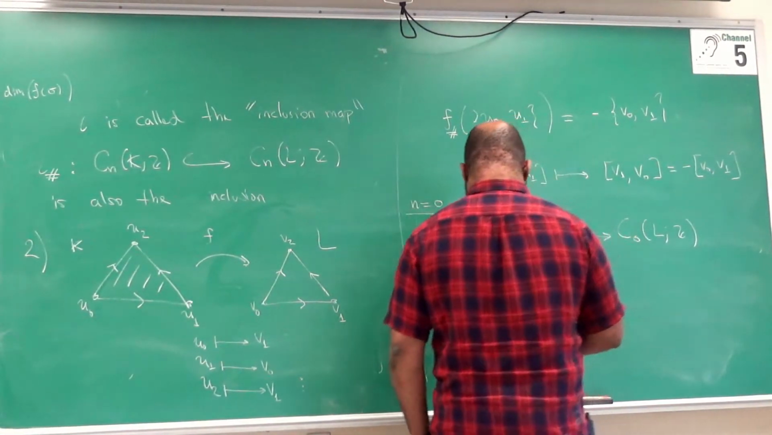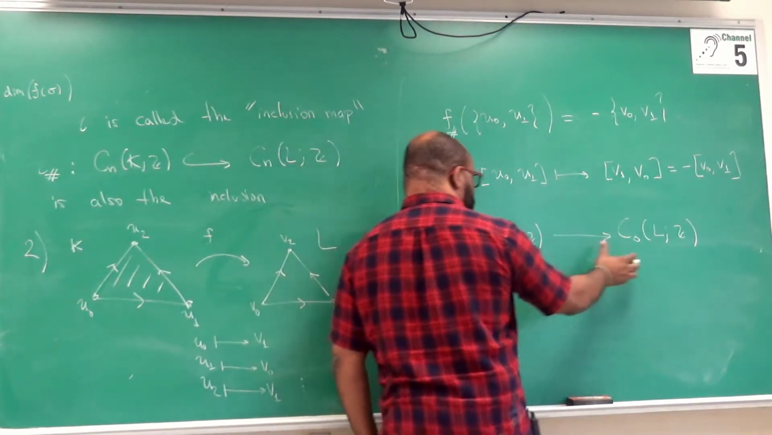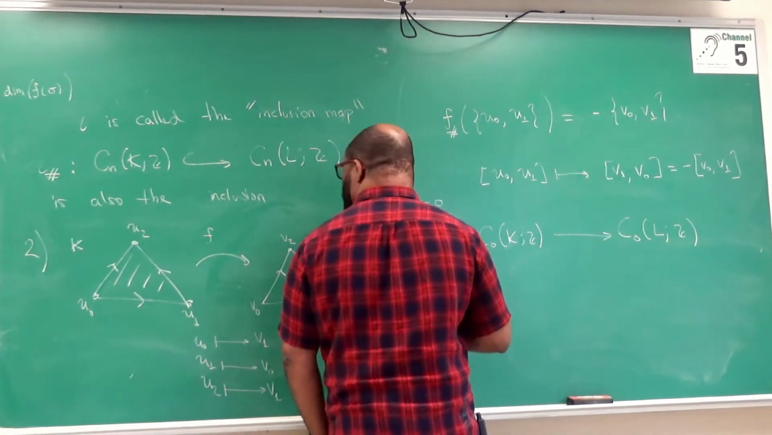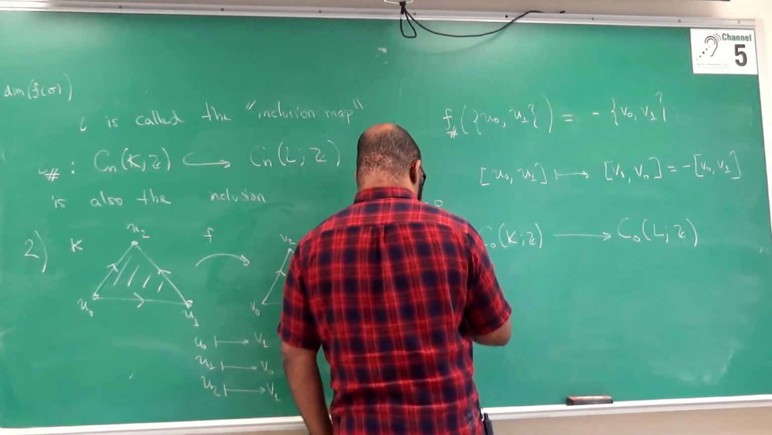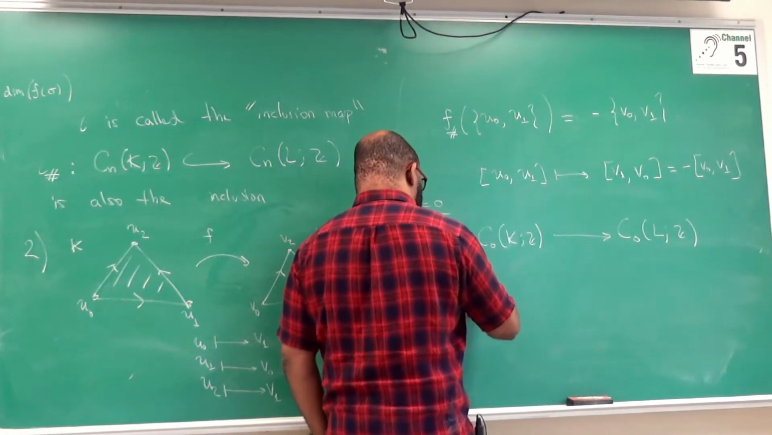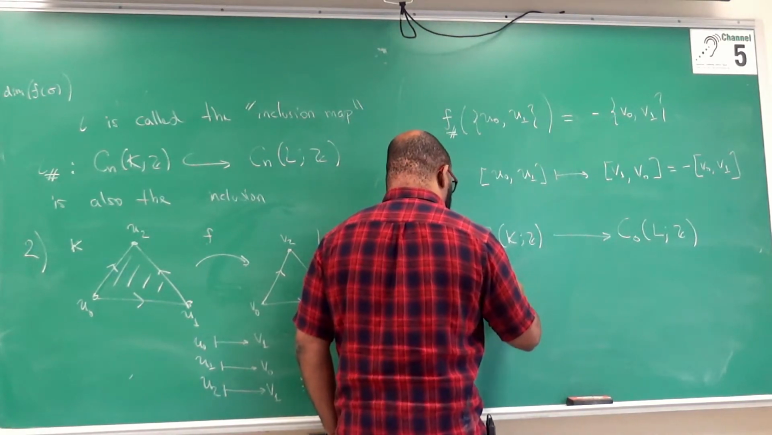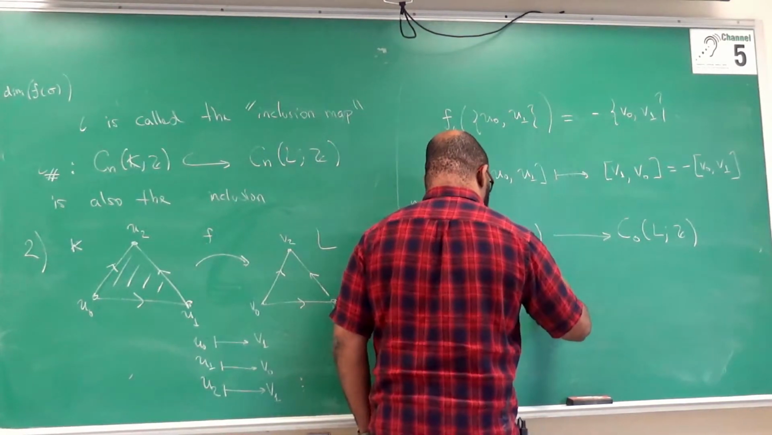So okay, for n equal to 0, this is a simplicial map from here to here. So what it does is it takes a zero chain. So a zero chain is something that looks like m0 u0 plus m1 u1 plus m2 u2.